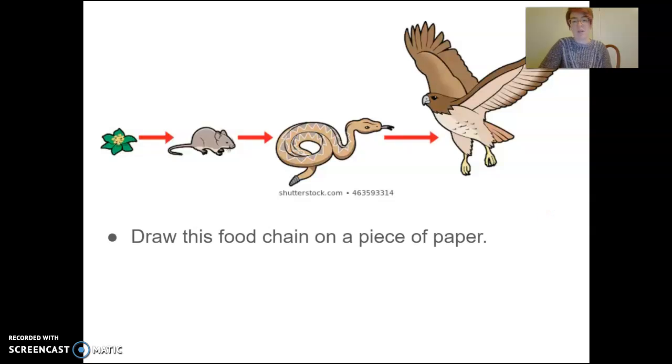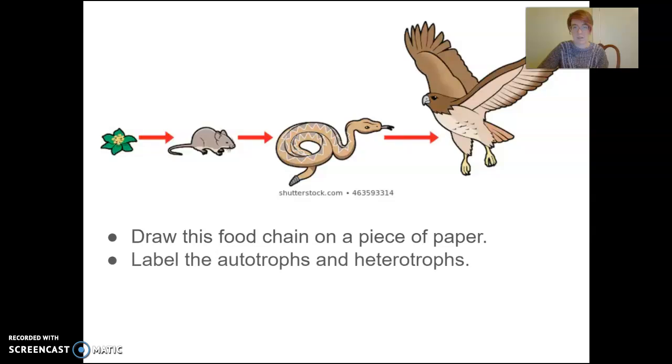Okay, so at this point, you're going to draw this food chain on a piece of paper. You can draw the organisms or you can just write their names, but show how they're connected. And we're going to add some more parts. Once you've drawn your food chain, and just pause if you need more time, we're going to label the autotrophs and heterotrophs.